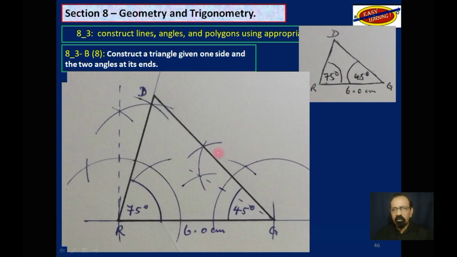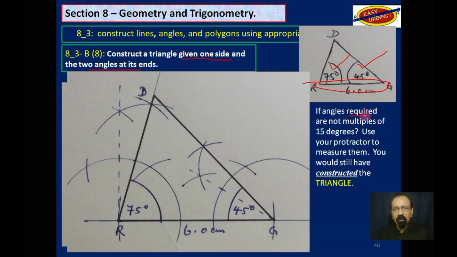So this is the finished product. This is what you are required to do. Construct a triangle given one side and two angles at its ends. We were given this one side and those two angles. Construct. We were not using a protractor.